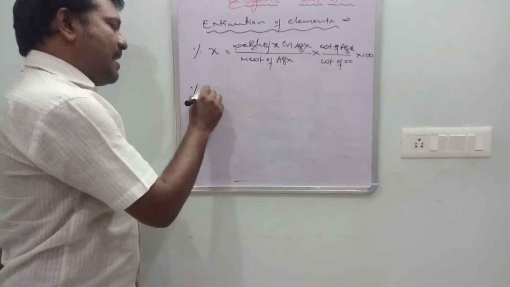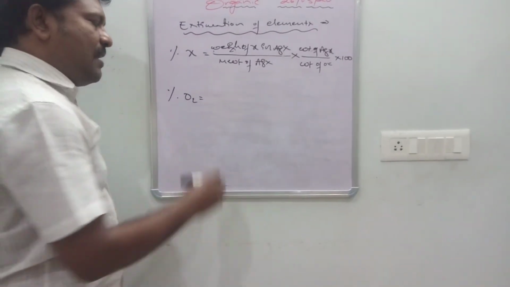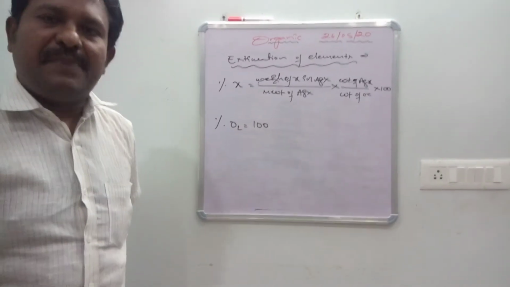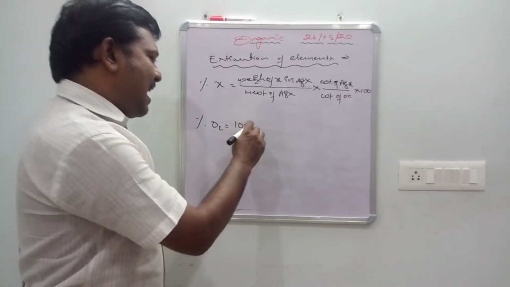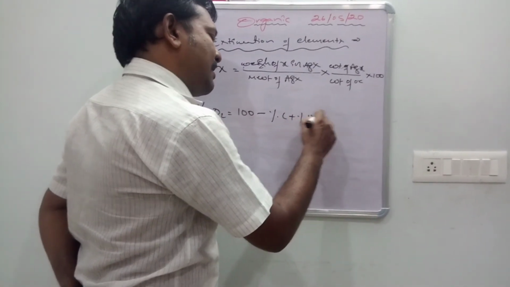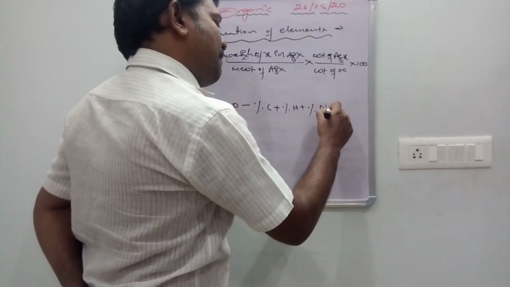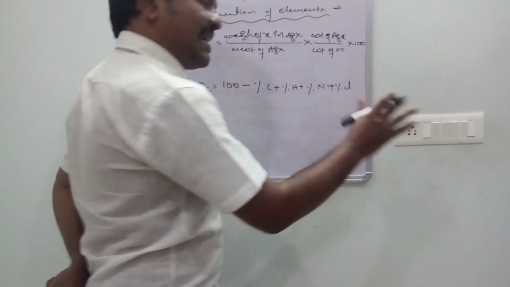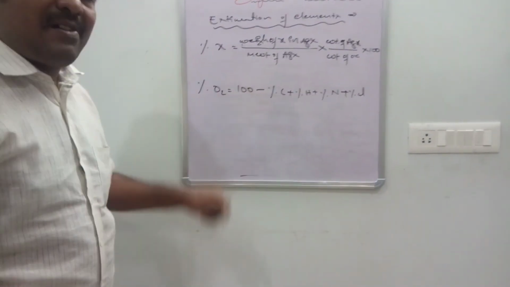Percentage of oxygen has no direct method. The total percentages are not equal to 100, and the remaining fraction belongs to the percentage of oxygen. That means 100 minus the percentage of carbon plus percentage of hydrogen plus percentage of nitrogen plus percentage of halogen and so on. That is the percentage of oxygen.